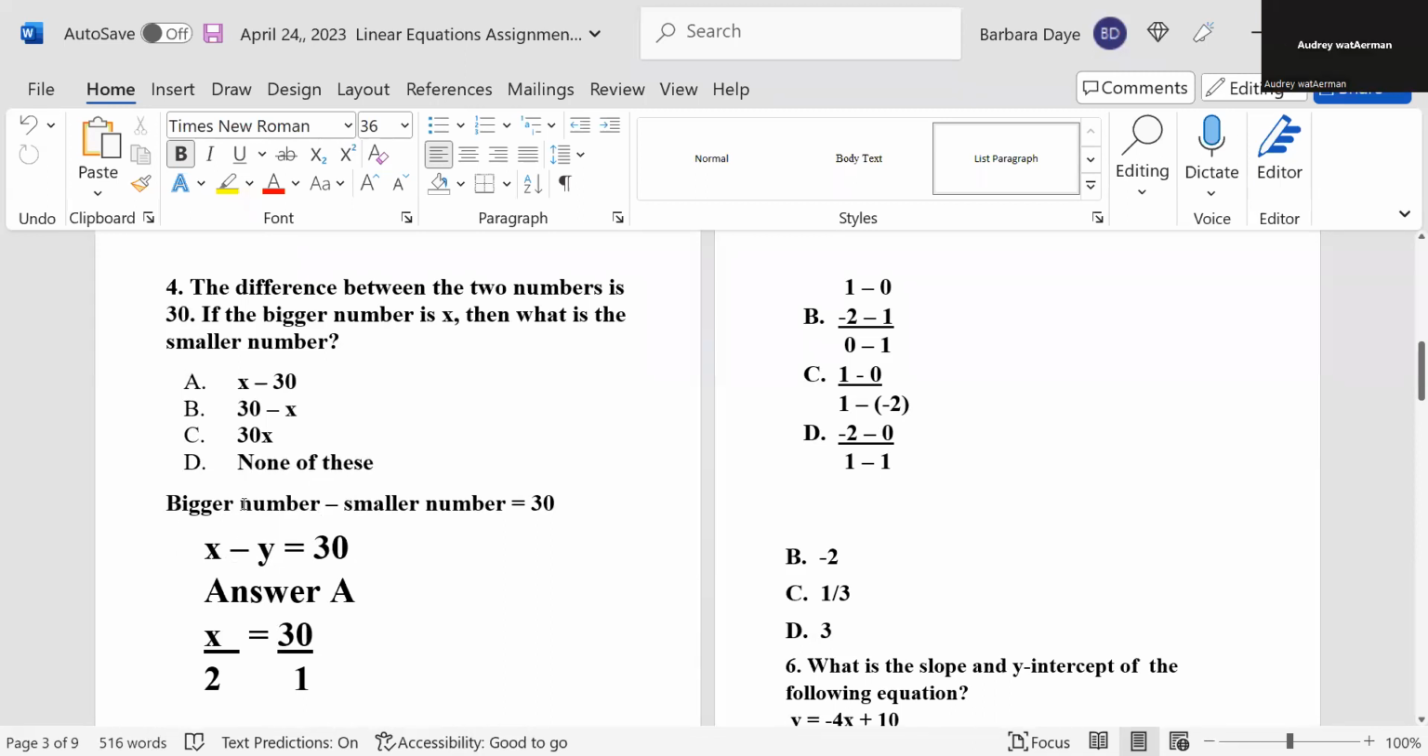But get what the point you need to make here, and this is the most important: if your difference is 30, it's your bigger number minus your smaller number to give you 30. That's your key right there.